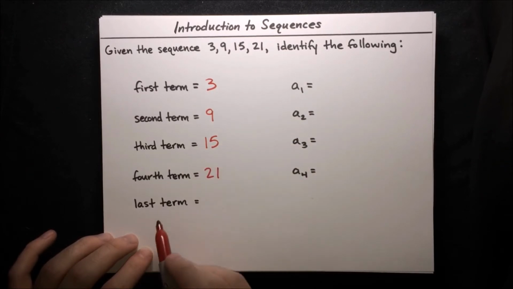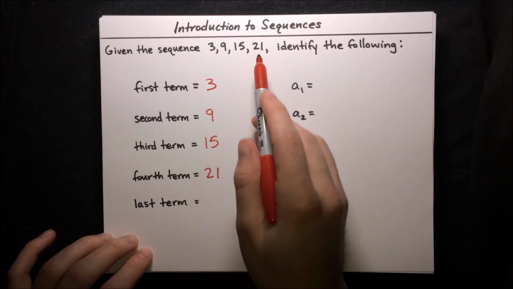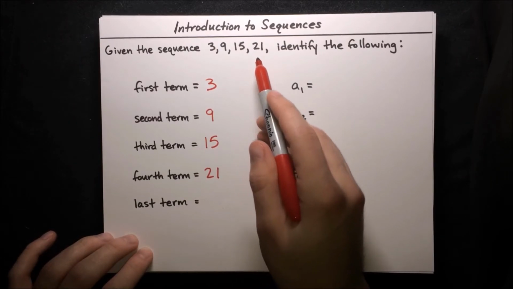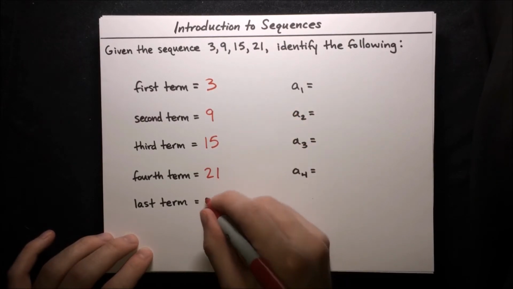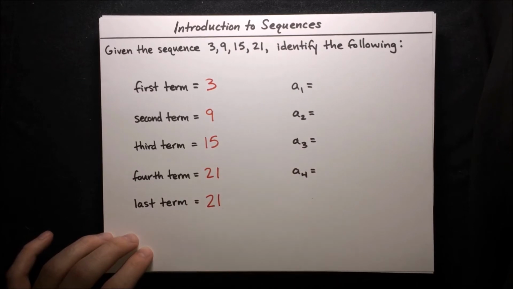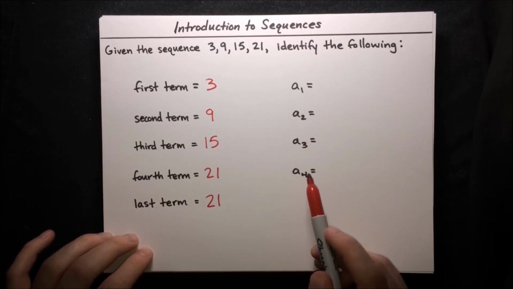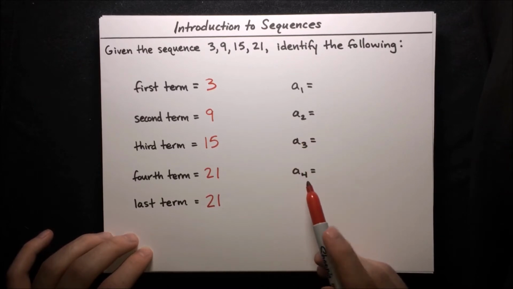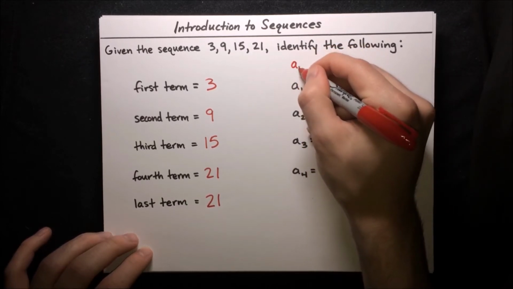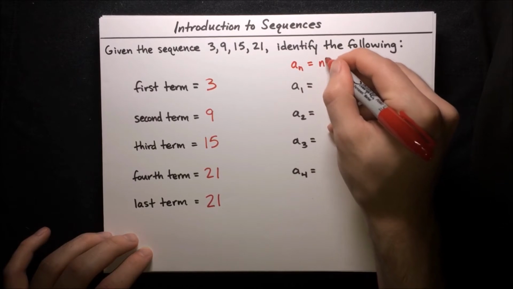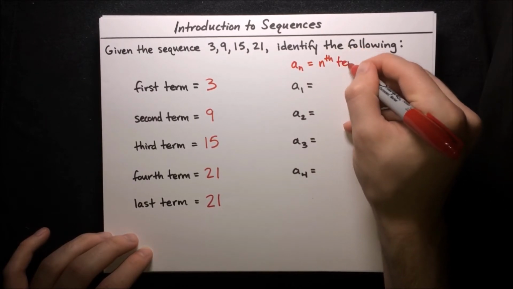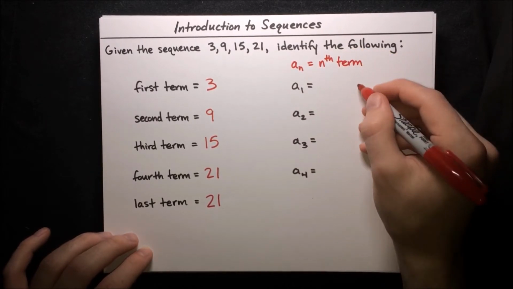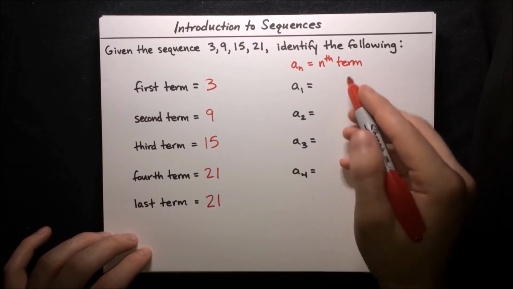The last term is the final item in the sequence. In other words, the rightmost item in the sequence, and that's 21. Now, in the right column here, we have a compact notation, A1, A2, A3, A4. Now, in general, An is equal to the nth term. It's just a nice, compact, mathy way of writing it.